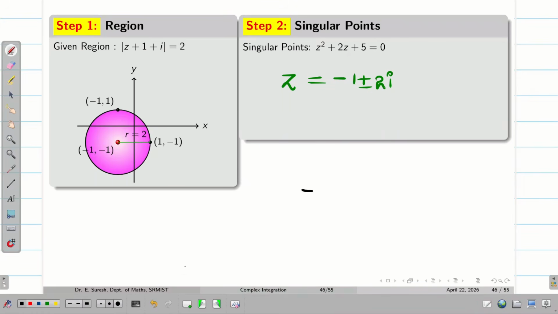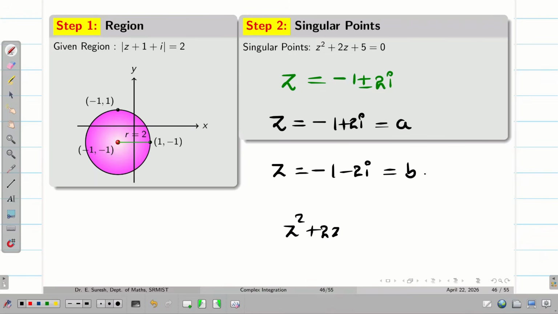If my roots are simply like z equal to 1, z equal to 2, z equal to minus 1, etc., I can take my roots directly and solve the problem. But here, the roots are complex. To make the problem simple, I am assuming z equal to minus 1 plus 2i as a, and z equal to minus 1 minus 2i as b. So z square plus 2z plus 5 can be rewritten as (z minus a) into (z minus b), because a and b are the roots of the equation.